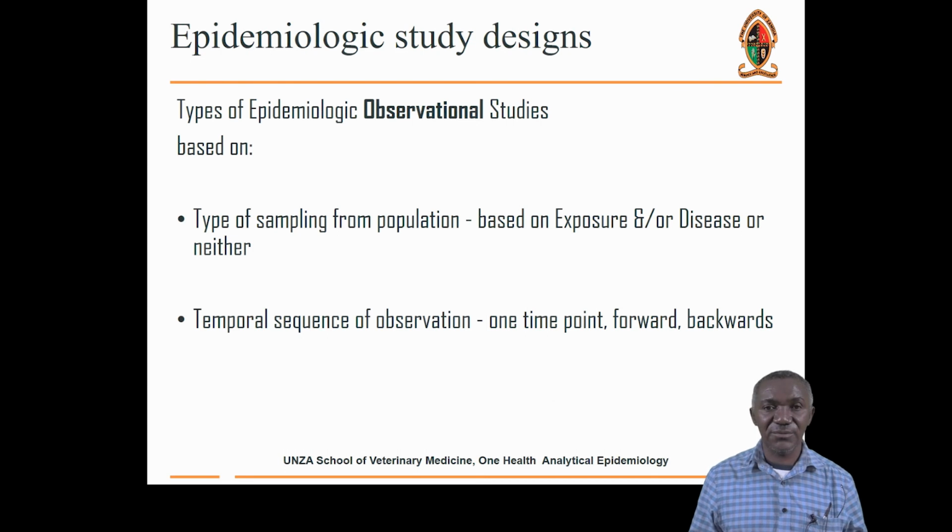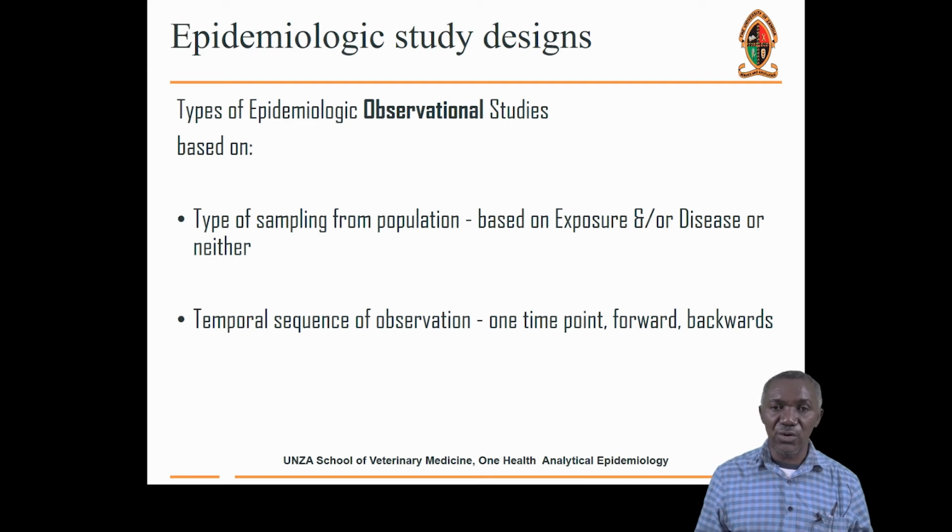And when you talk about observational studies, basically they are based on these two factors. In other words, if you want to choose a particular observational study, normally these two factors will guide you. One of the factors that will guide you is the type of sampling from a population. Is it going to be based on exposure, or is it going to be based on disease? So the type of sampling may be based on whether the animal has been exposed, or whether the person has been exposed, or it will depend on whether the person is diseased or not diseased, or on either of these, or neither of these.